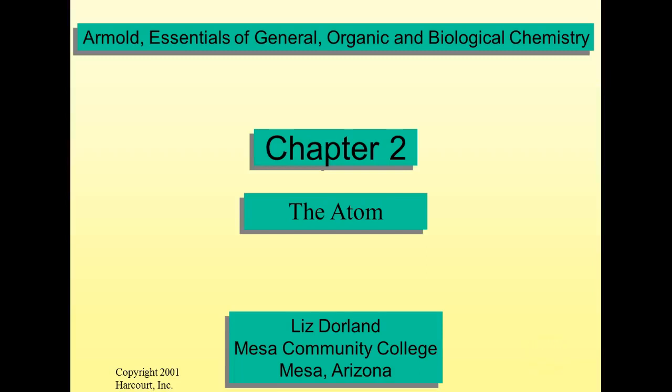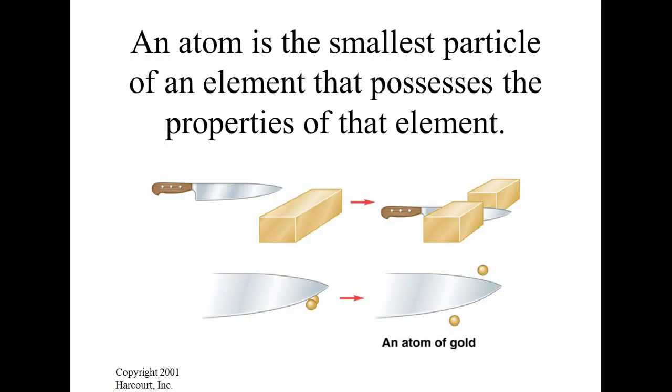Hi, this is Chapter 2 of our Chem 7, and I'm going to talk about the atom and the periodic table in this lecture. So an atom is the smallest particle of an element that still has properties of that element. You can cut a big piece of gold down to smaller and smaller sizes, and each one of those pieces will act like gold, and even when you get down to the atom level, it will act like gold.